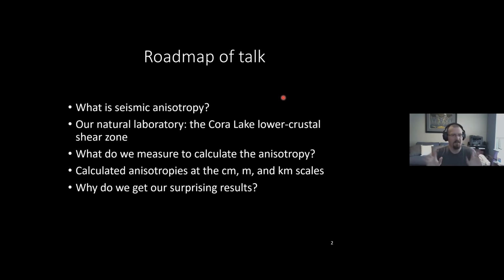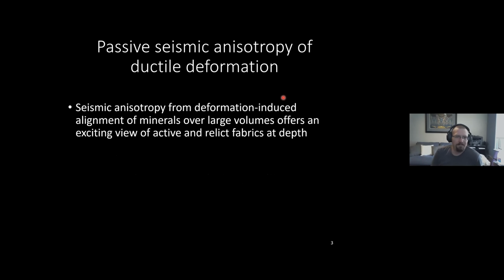how to measure things. And then we'll talk about the actual results and how we arrive at a kilometer-scale estimation of the elasticity tensor for a whole ductile structure. And then we can talk briefly about why that is confusing and why the results are surprising. And maybe it's not so surprising if you're not a naive PhD student approaching a project like this.